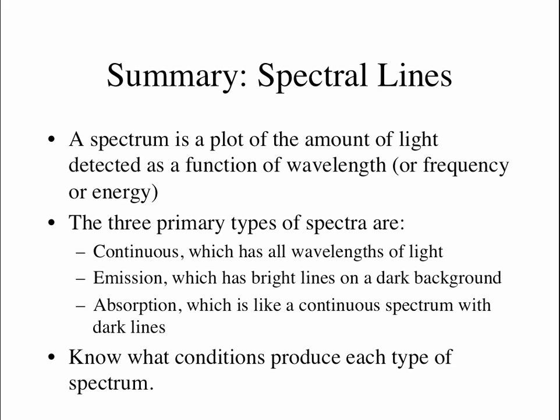I expect you to know the types of conditions that produce each type of spectrum. A continuous spectrum can come from a black body. An emission line spectrum comes from energized gas, and an absorption spectrum comes when light from a black body passes through gas on its way to us. In the next mini lecture, we will discuss exactly where these lines come from, why they occur at specific wavelengths, and why we can use these to tell what elements are present in a star.